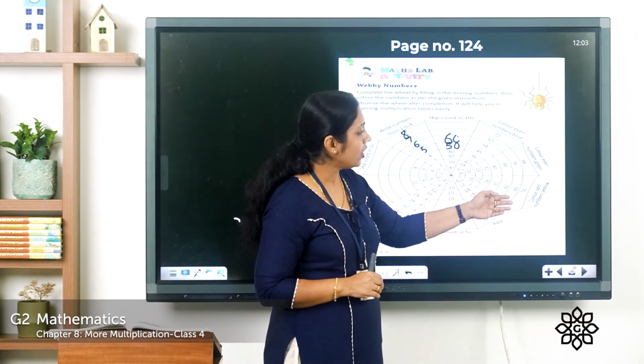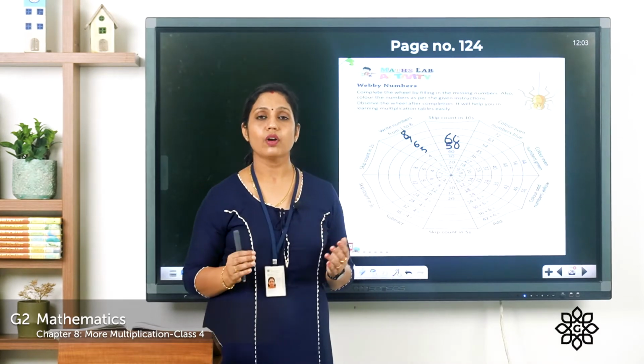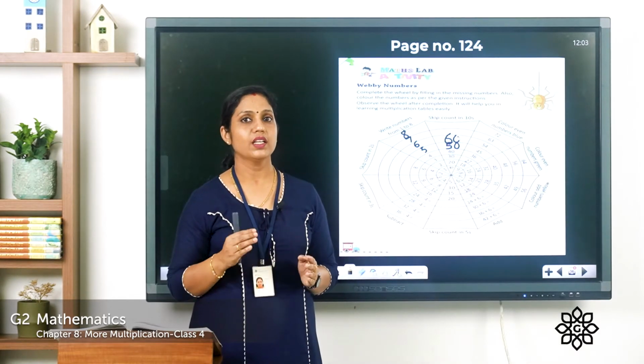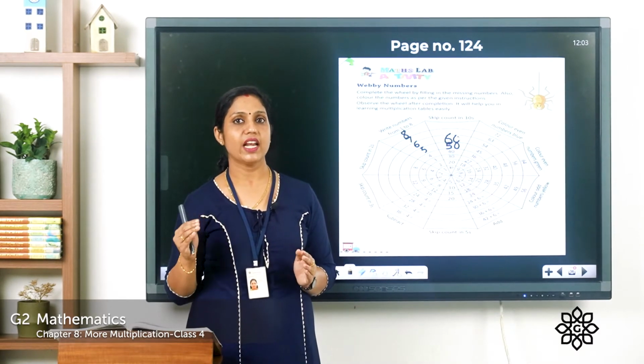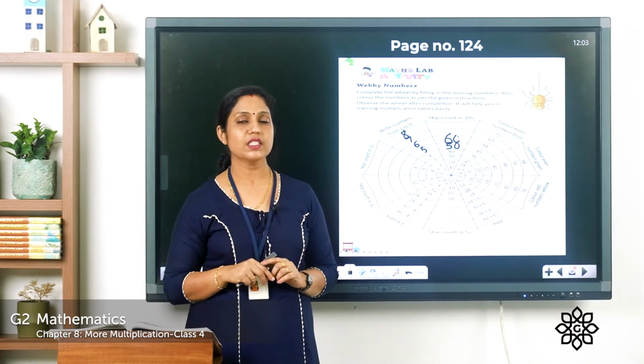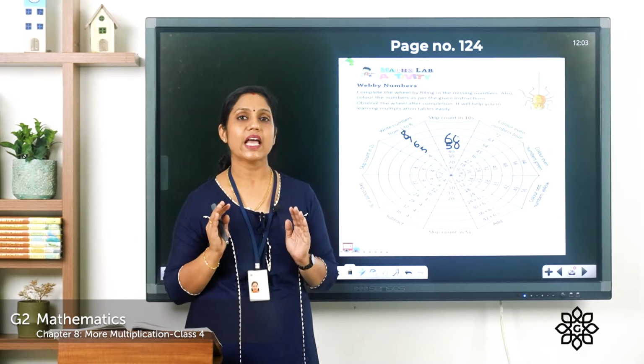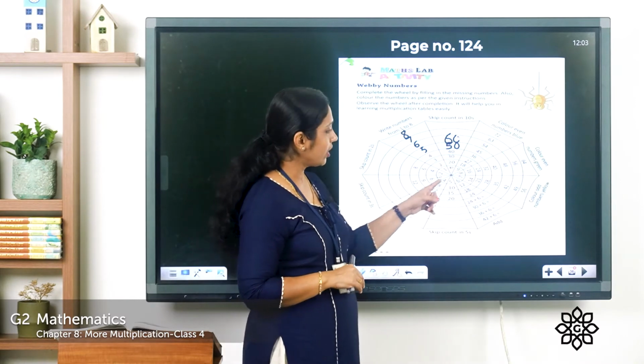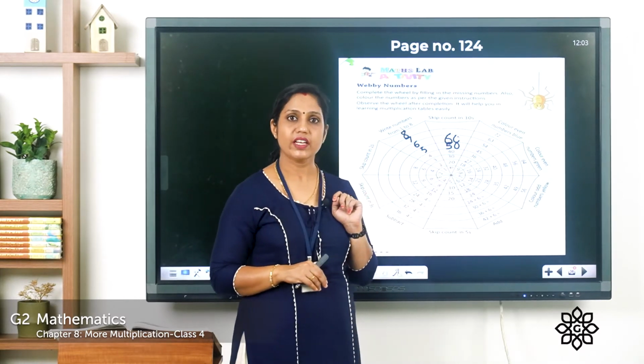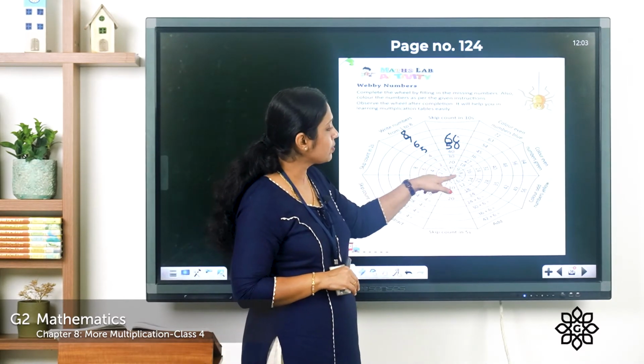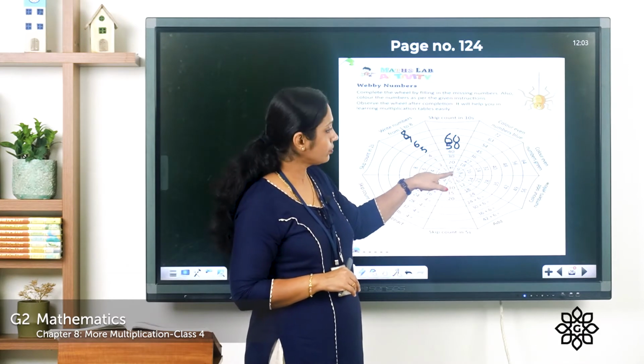Next, color odd numbers yellow. So what are odd numbers? When 1, 3, 5, 7, 9 come in the ones place, we can say that number is an odd number. Let's check the first number 7. 7 is an odd number. So you can color this box yellow.